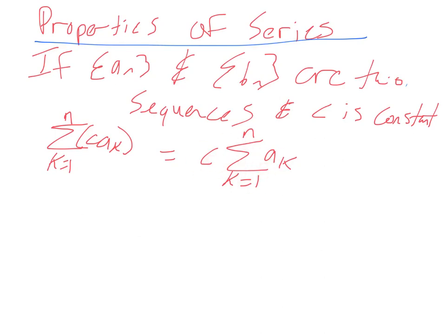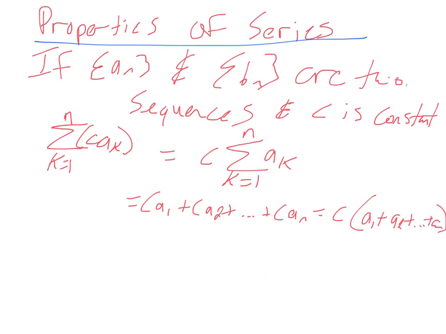Proof of that is pretty simple, actually, because we're just getting c times a sub 1 plus c times a sub 2 plus all the way to c times a sub n. And what happens if we just factor out the c? Then we just have c times that sequence, which is just what we have right there. So it's a pretty easy proof. It's just basic algebra that gets you to that point.